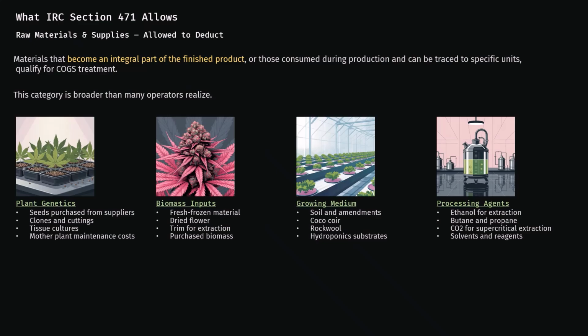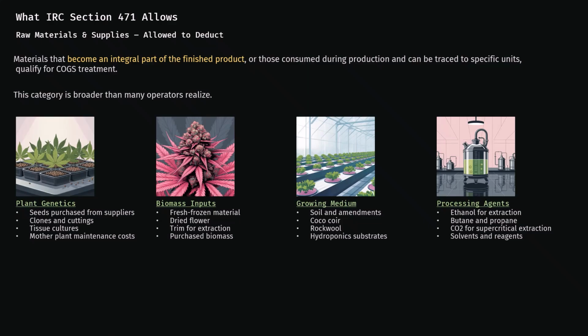Let's walk through this list of raw materials and supplies together, because understanding what's eligible for inventory and COGS can make a huge difference in your tax bill. Under 471, you're allowed to include materials and supplies that are either an integral part of the final product or consumed in the production process and traceable to specific units. Here are some great examples. So you've got seeds, clones, and tissue cultures. These are the beginning of your product.